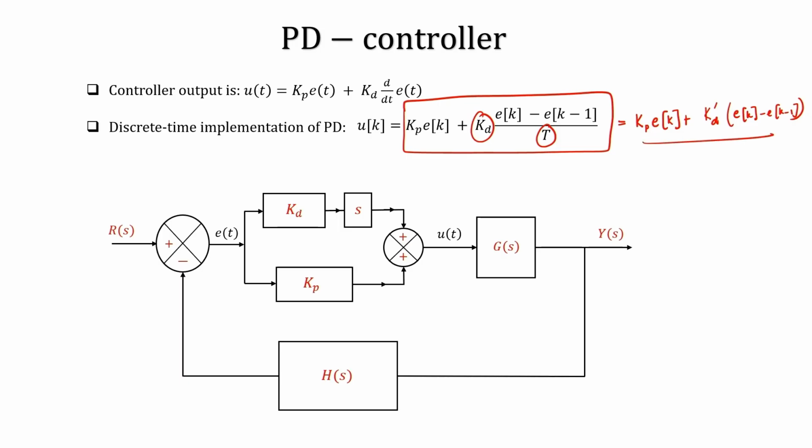Basically what you have to do is you have to find out the error and then you have to find out the difference, multiply it with Kd dash, and the error you multiply with Kp, add them up and they will give you the control action for the PD controller.